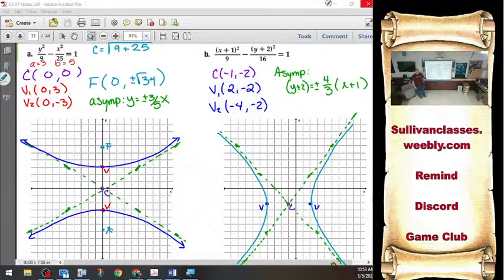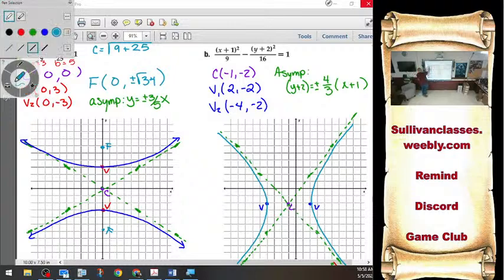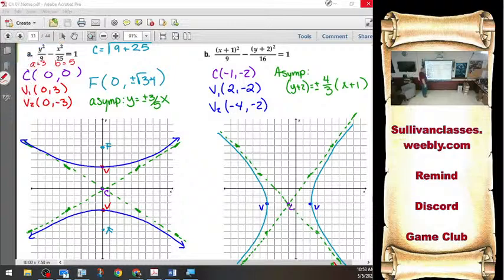Foci. Square root of a squared plus b squared. Well, 9 plus 16 is 25. Square root of 25 is 5, which is a value that I can actually write out. So I'm going to go 5 right and left of that center. 1, 2, 3, 4, 5. Focus. 1, 2, 3, 4, 5. Focus. So I'm going to be at 4, -2, and -6, -2.